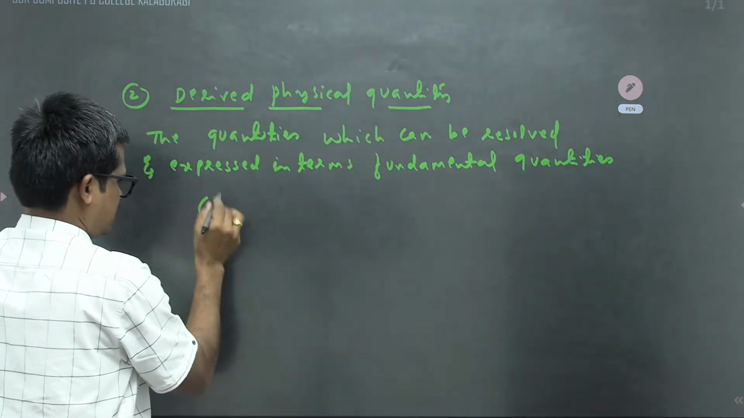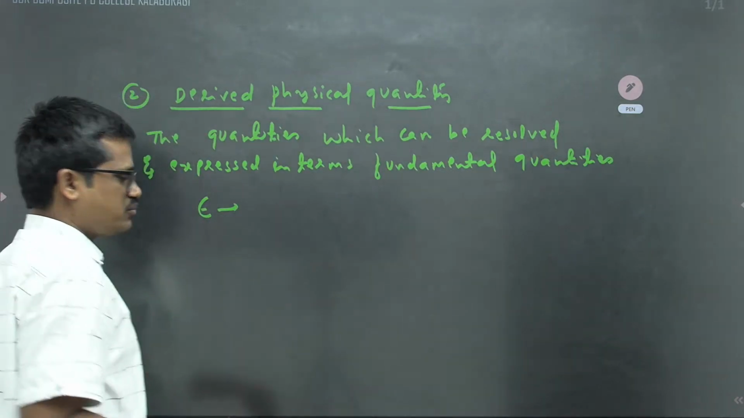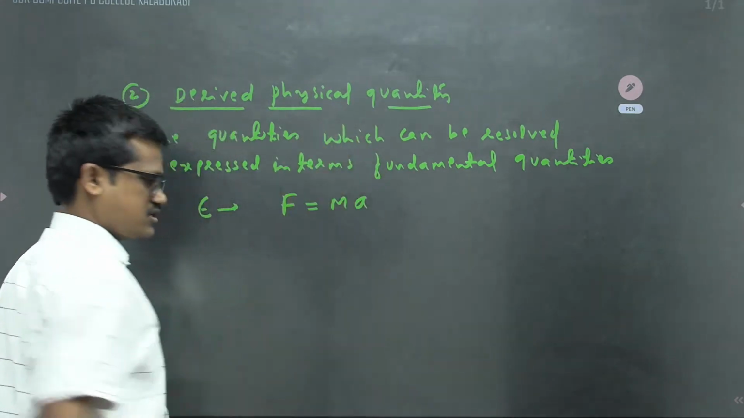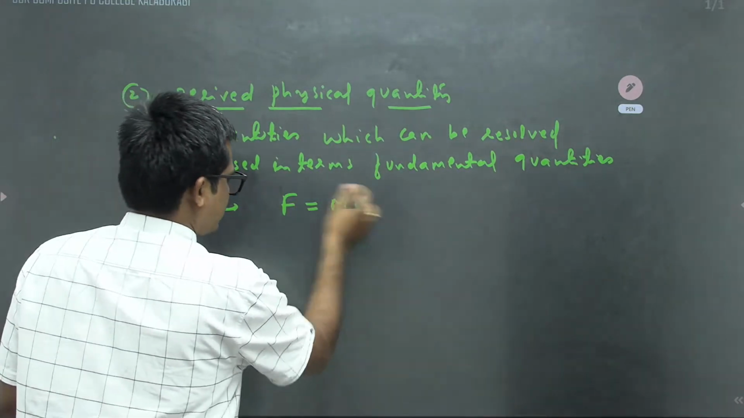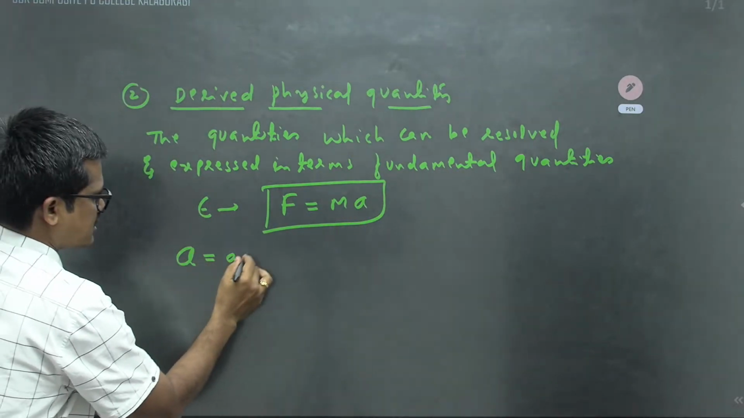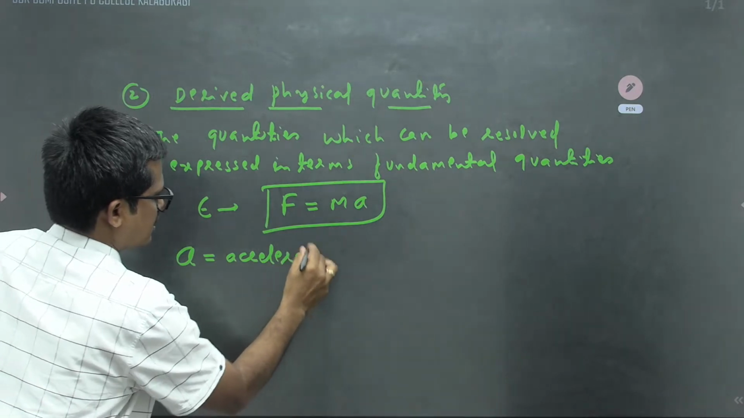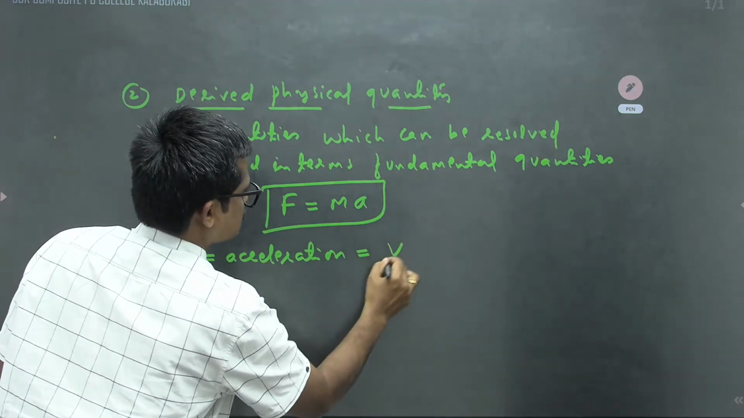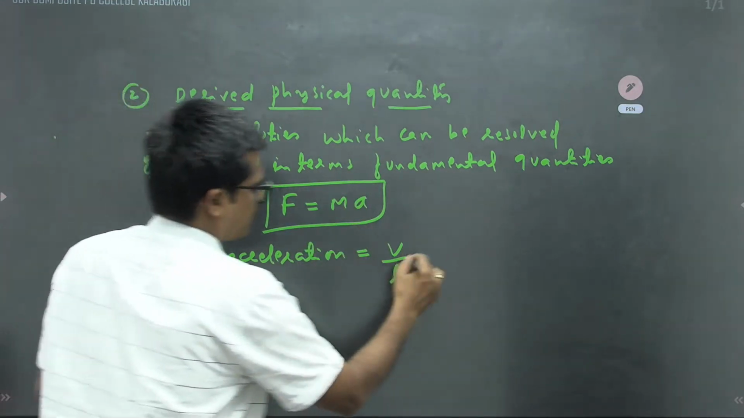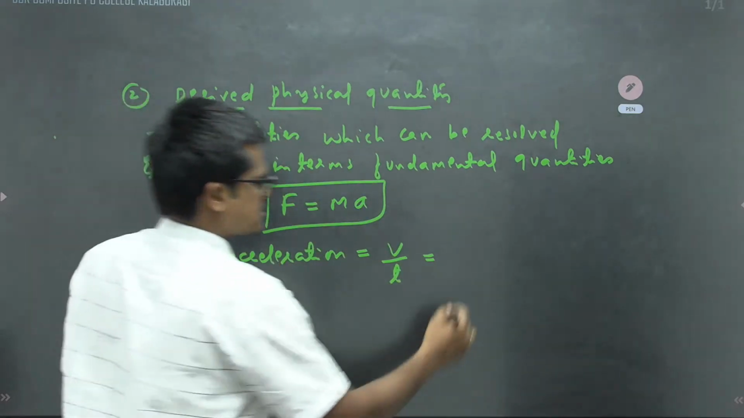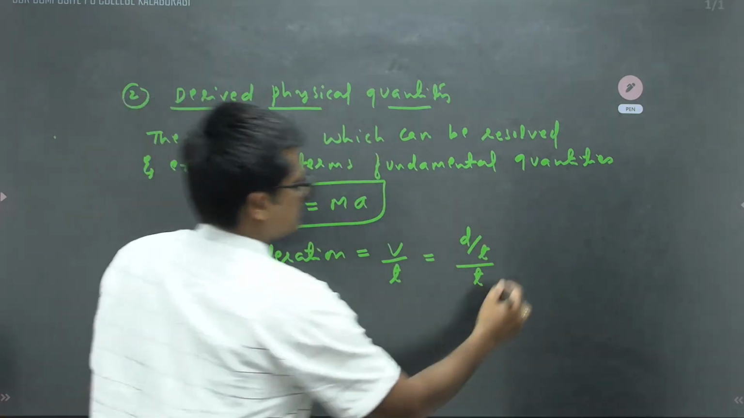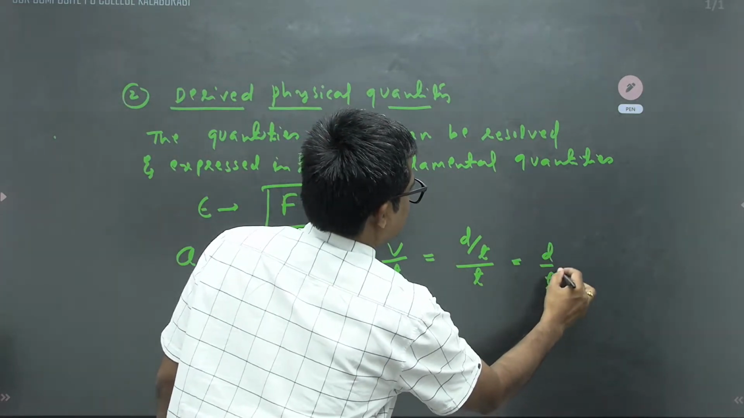For example, let me take a very simple example, force. How will you write force? Mass into acceleration. Here acceleration is also derived, so let me write acceleration first. What is acceleration? Acceleration we can write as change in velocity by time taken. Okay or not? Further, velocity can be written as displacement by time taken, divided by time. This can be written as displacement by time square.